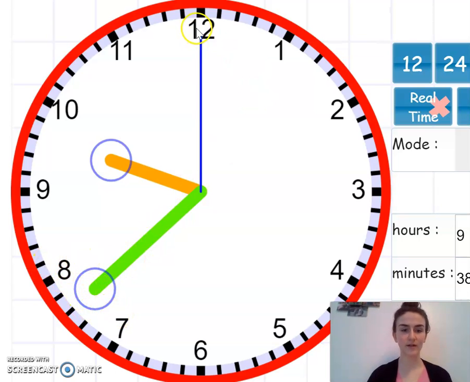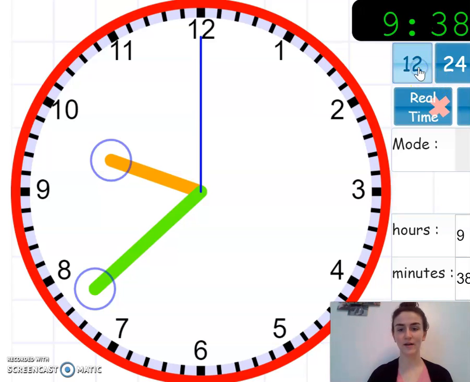So let's count around by 5s again, okay? So 5, 10, 15, 20, 25, 30, 35. Okay, so it's not the 40 yet. So 35, then let's count up each individual tick. So 35, 36, 37, 38. So it should be 9:38. Let's check and see if we're right. And we are. It is 9:38.